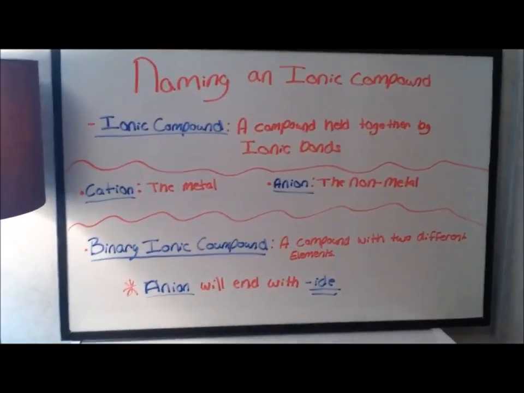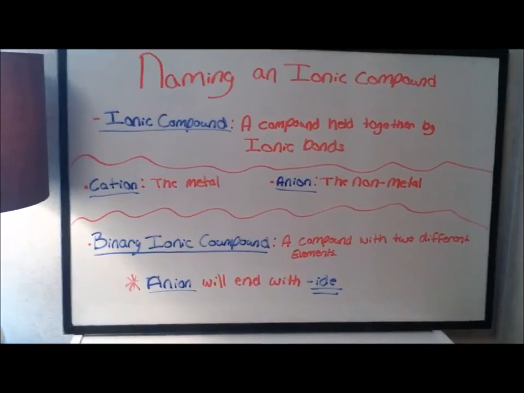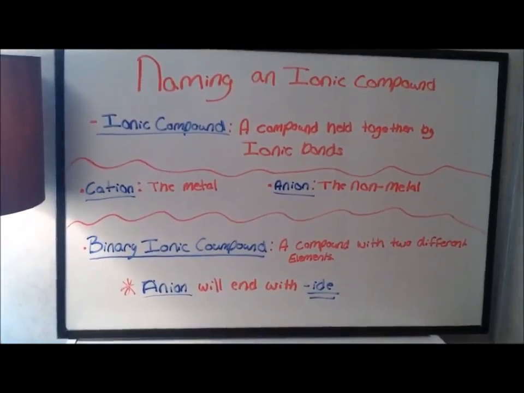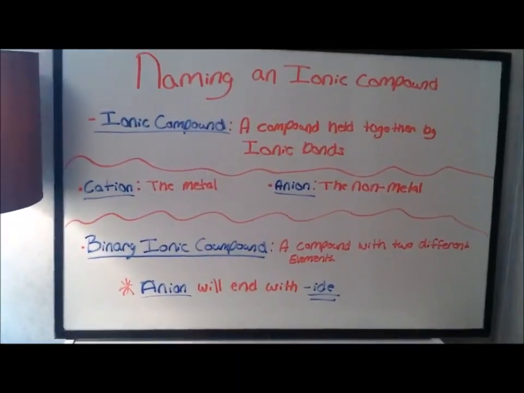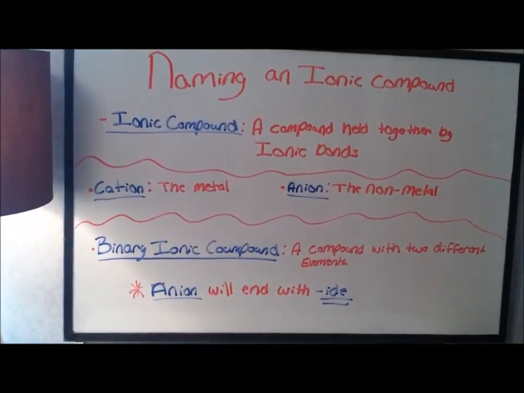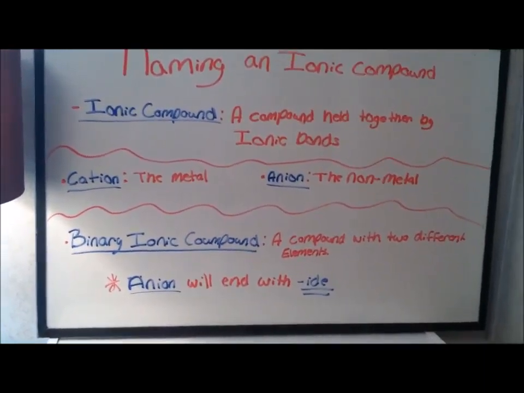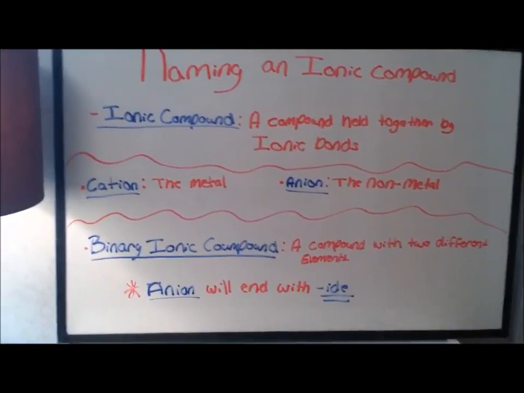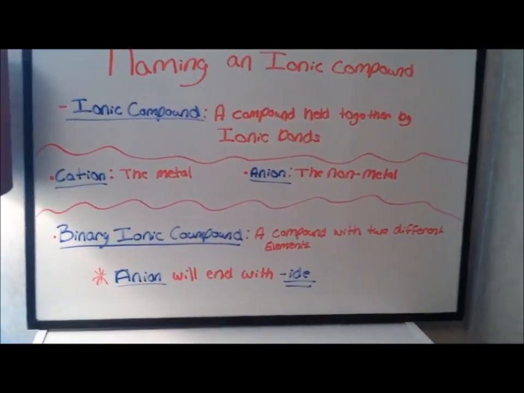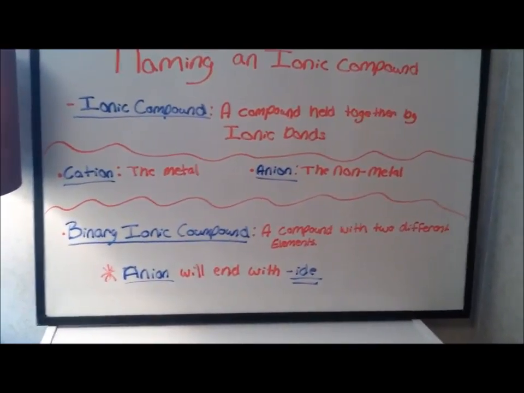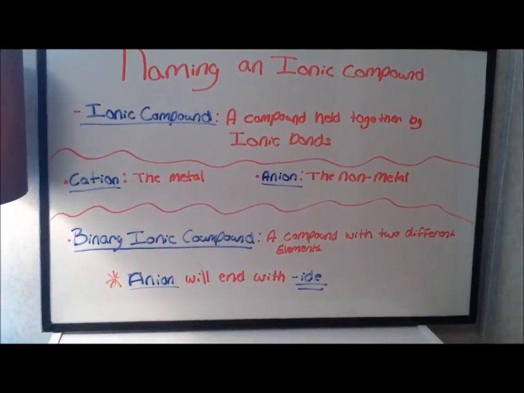Naming ionic compounds. Ionic compounds can be hard but easy depending on the compound. An ionic compound is a compound held together by ionic bonds. When naming a compound, you must first name the cation, which is the metal, and then the anion, which is the nonmetal. A binary ionic compound is a compound with two different elements, in which the anion will end in -ide.